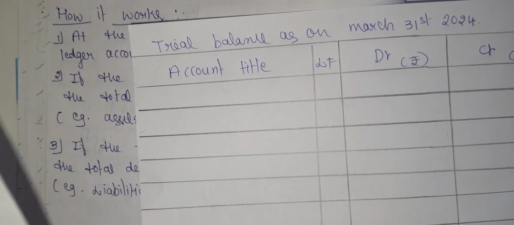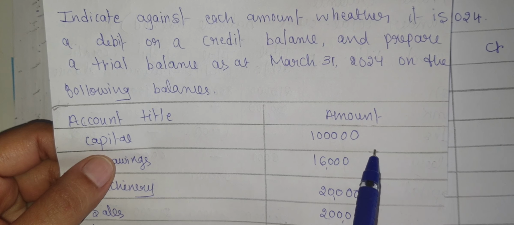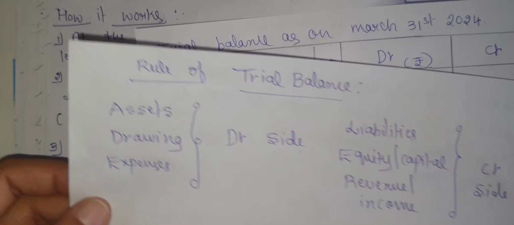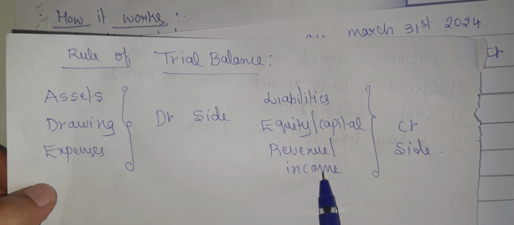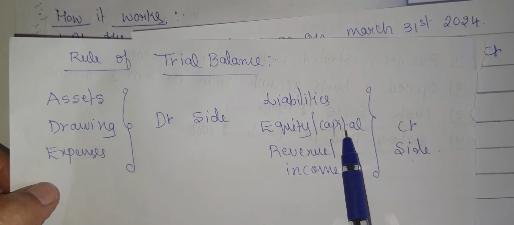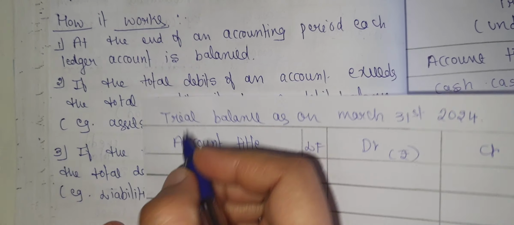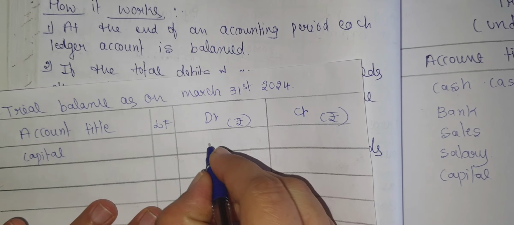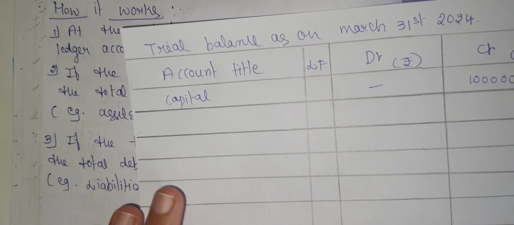So, first one is capital. Capital is rupees 1 lakh. See the rule. Liabilities, equity or capital, revenue or income, we have to enter on the credit side of the trial balance. So here capital we need to record on the credit side of the trial balance, that is rupees 1 lakh.